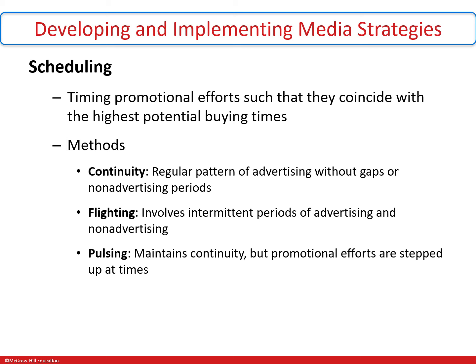Now, more along the lines of timing: when we talk about timing, we can't talk about timing without discussing scheduling, which is really timing promotional efforts such that they coincide with the highest potential buying times. So, the primary objective of media scheduling is to time advertising efforts so that they will coincide with the highest potential buying periods, right? There are really three scheduling methods that are available to the media planner. We have the continuity method, which is where a continuous pattern of advertising takes place every day, every week, or every month.